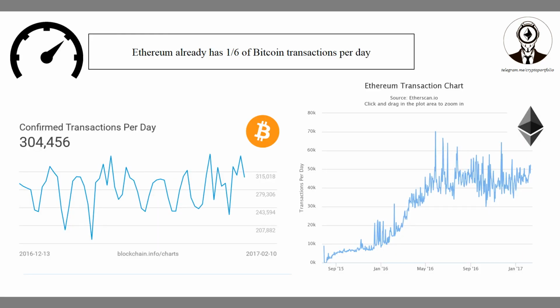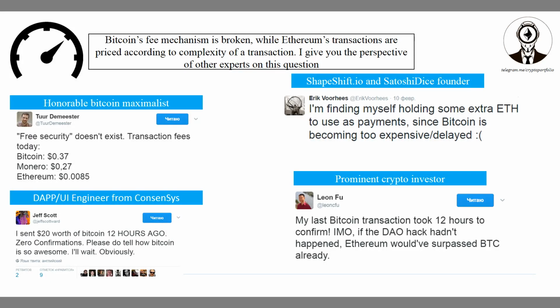And one of the biggest indicators of success in the blockchain world: number of transactions. Ethereum already has 1/6 of Bitcoin's daily transactions, even though Ethereum has been here since December 2015, while Bitcoin since 2009. Eric Voorhees, CEO of Shapeshift.io, has said that Ether is slowly becoming another major payment option. I cannot agree more, but keep in mind that Ethereum will have substantially more transactions because of its enormous amount of common and existing dApps.